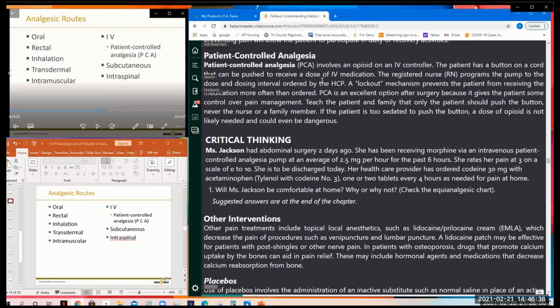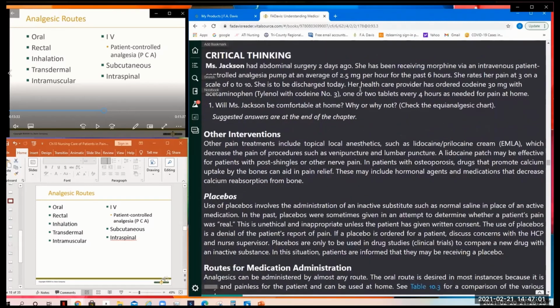Teach the patient and family that only the patient should push the button, never the nurse or a family member. If the patient is too sedated to push the button, a dose of opioid is not likely needed and could even be dangerous. Critical thinking. Mrs.